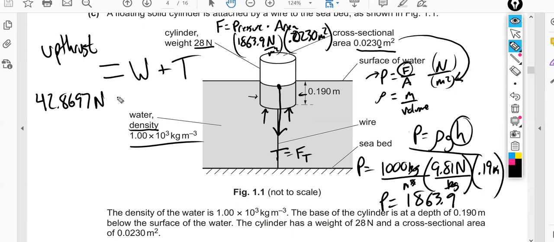Yeah, I think that's right. And so let's just call that 43. 43 newtons of upthrust. Our original hypothesis that it should be greater than the weight holds here. The weight's given as 28 newtons.